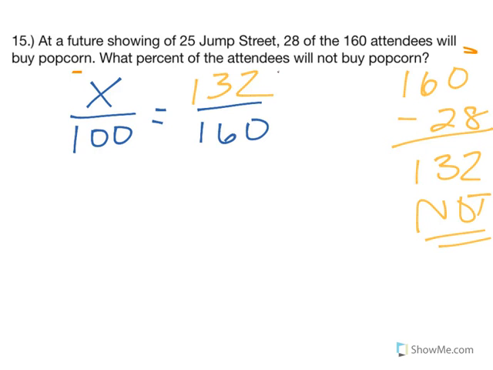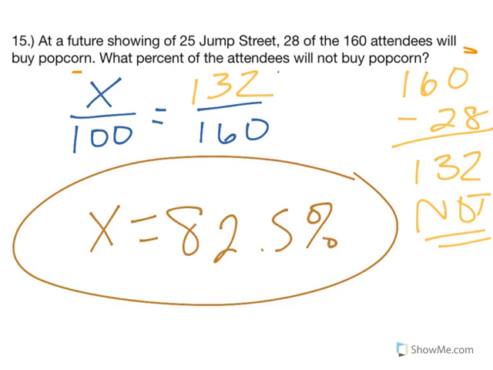So you really want to pay attention to what we're doing here. So when I cross multiply and divide, I end up with 82.5% did not buy popcorn. And this is why it's super important that I do the work before I do these videos, or I will jack things up like that all over the place, right?